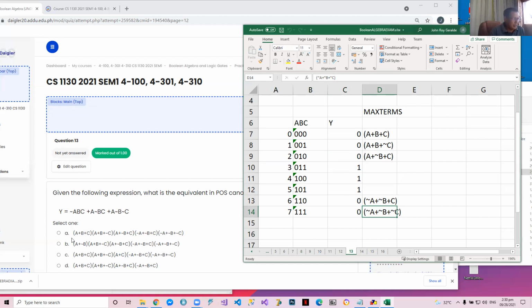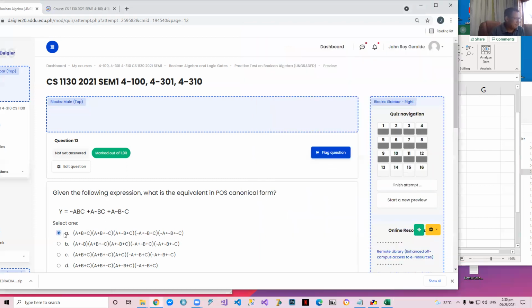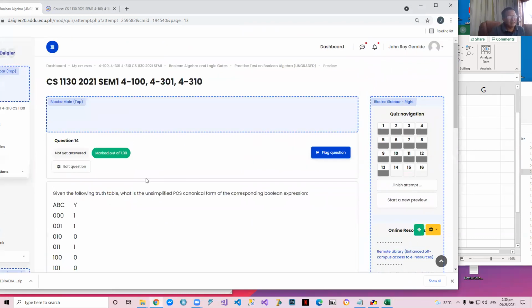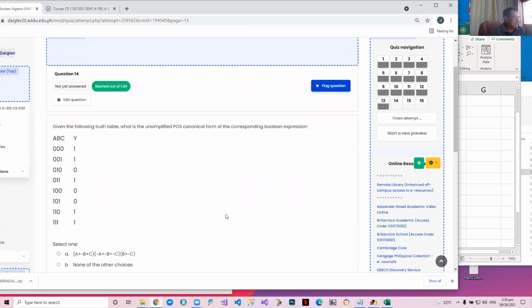So anyway, we start with this. We'll just pick A, not B, C. Not A, not B, plus C. And yeah, this is letter A. Any questions? So 14 na tayo.